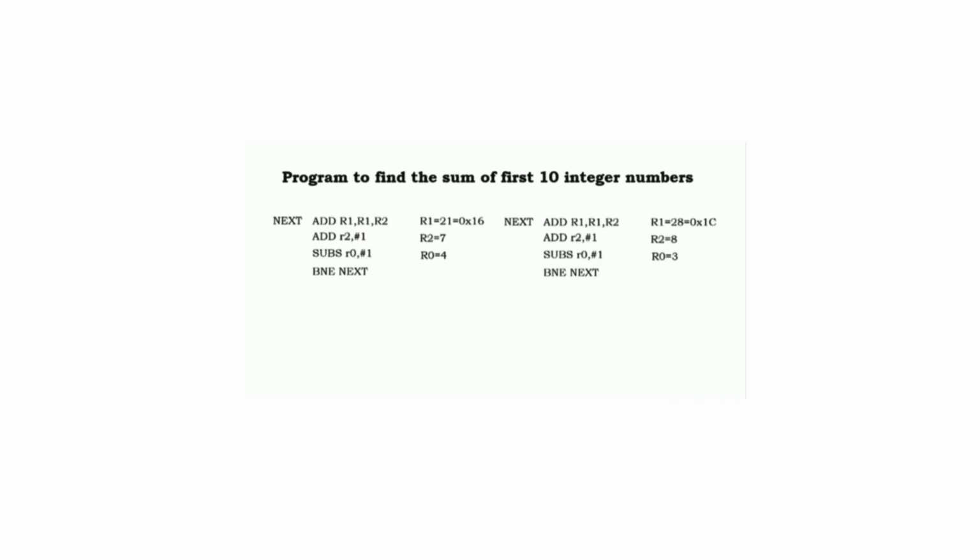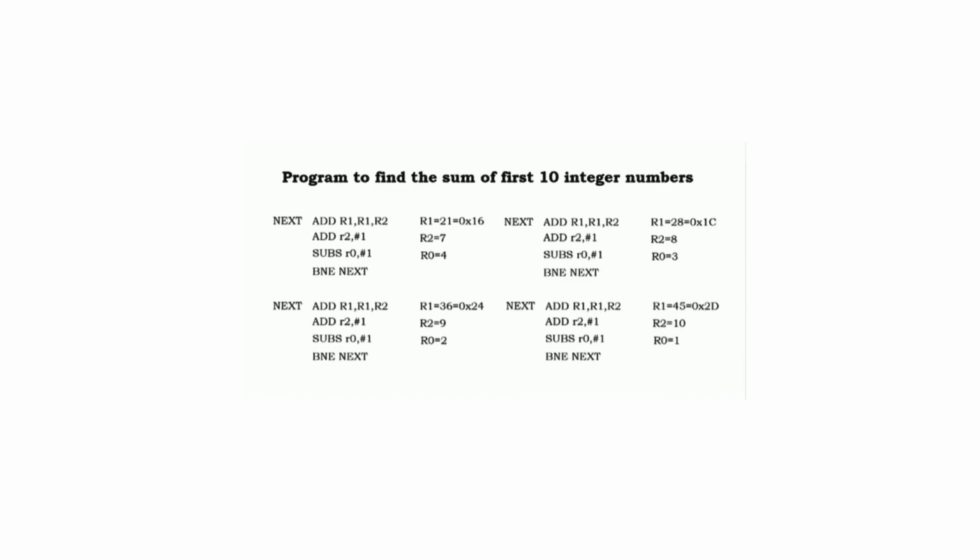Now we will increment the integer value from 7 to 8, and we will decrement the counter from 4 to 3. So now the counter is not equal to 0, it will jump to the loop again and it will be executed. So now we'll have 28 plus 8, so it is 36, which is equivalent to 24 in hexadecimal. The next integer we need to add is 9 and the counter is reduced to 2. So again it is not equal to 0. The loop will start and we will add 36 plus 9 and it will become 45.